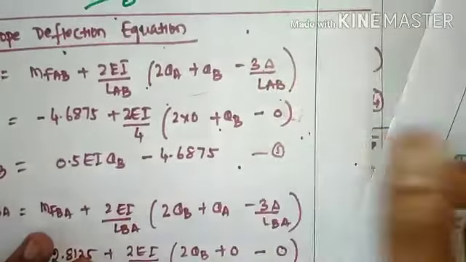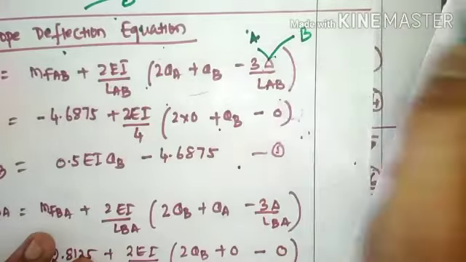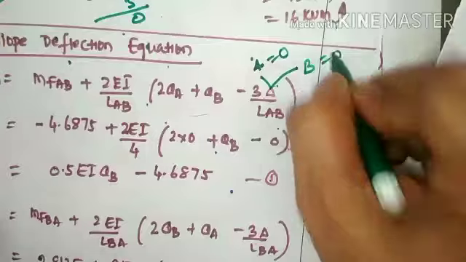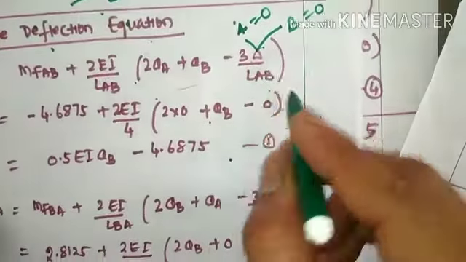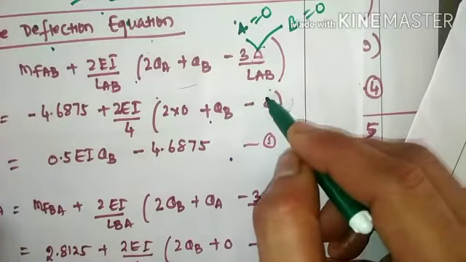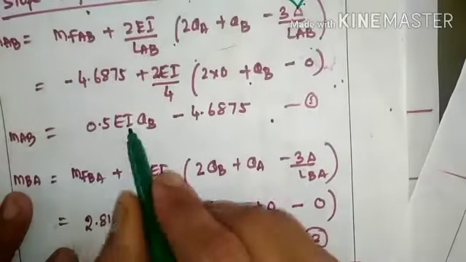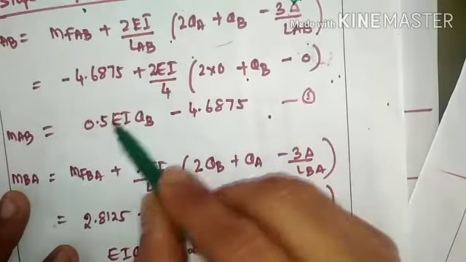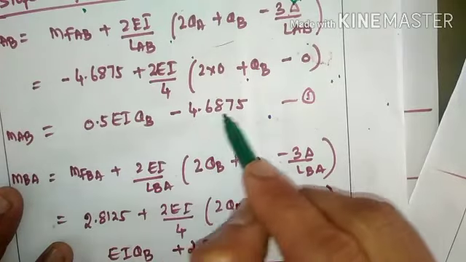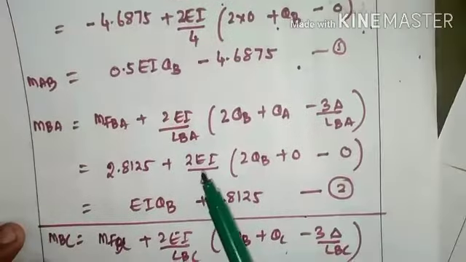Now coming on to the delta term. Delta term will be either related to A or related to B. Now neither of the supports is sinking, so delta A will be 0, delta B will be 0. Ultimately, this last term will yield a 0 value. Reframing the equation here, 2 by 4 will be 0.5 EI theta B, minus 4.6875 kept as it is. So this is MAB, equation number 1.